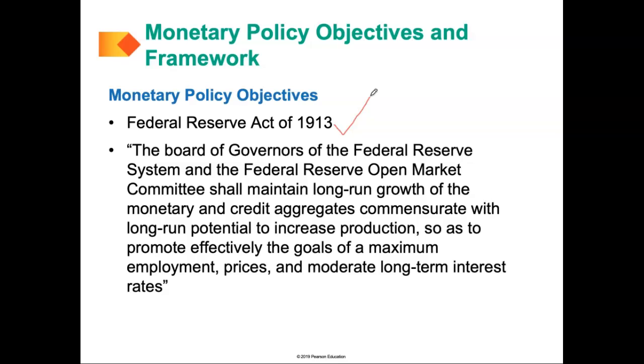To be honest, you don't need to write this down, but I feel like it's something that you should just know. Okay, so the Board of Governors of the Federal Reserve System and the Federal Open Market Committee, okay, remember the Open Market Committee is responsible for monetary policy, shall maintain long-run growth of the monetary and credit aggregates commensurate with long-run potential to increase production so as to promote effectively the goals of maximum employment, prices, and moderate long-term interest rates. And I think this is what is important.